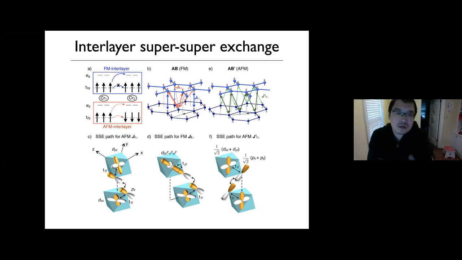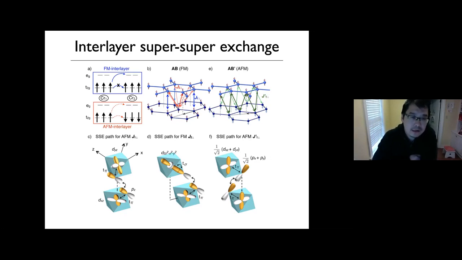But how to understand this? Here I'm not going to give you a very detailed analysis, just some hand-waving arguments. We know that in chromium triiodide, chromium 3+, the t2g manifold is fully filled, and the eg manifold is actually empty. When you look at the band structure, the conduction band is dominantly the eg orbital from chromium, while the valence band edge is mostly p orbitals from iodine, while the d orbitals are buried below the Fermi energy.